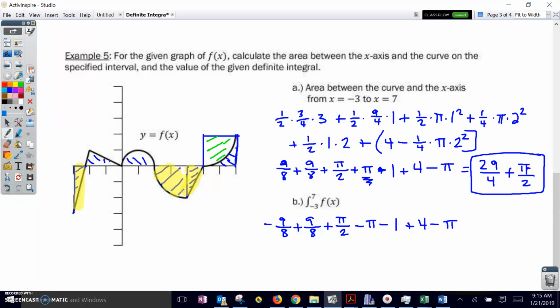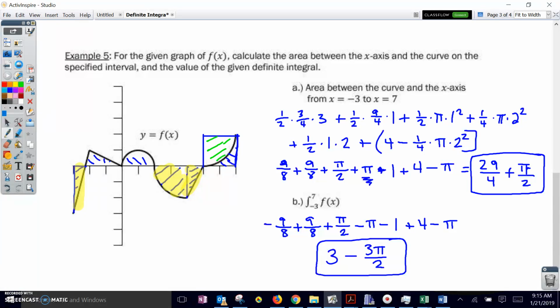And so going ahead and doing these calculations, we end up with the value of the integral being 3 minus 3 pi over 2. And the value of the integral there is actually a negative value because there's a little bit more area below the axis than there is above the axis. So this example should have illustrated to you a little bit more of the difference between calculating the value of the integral and calculating the area between the curve and the axis.